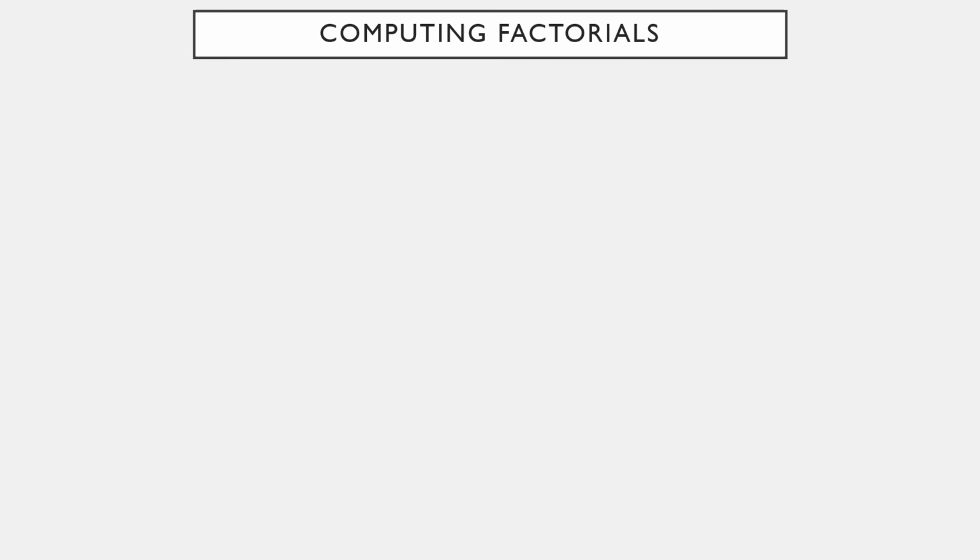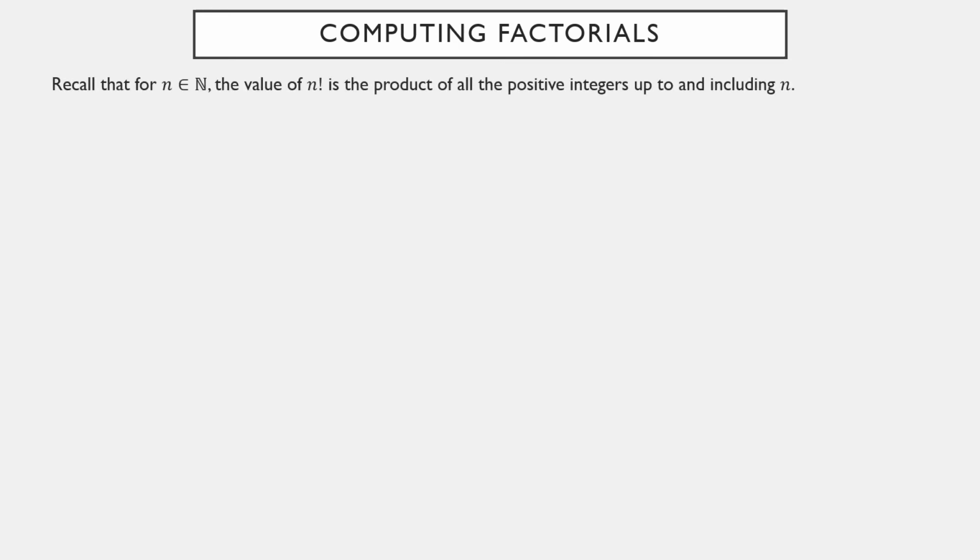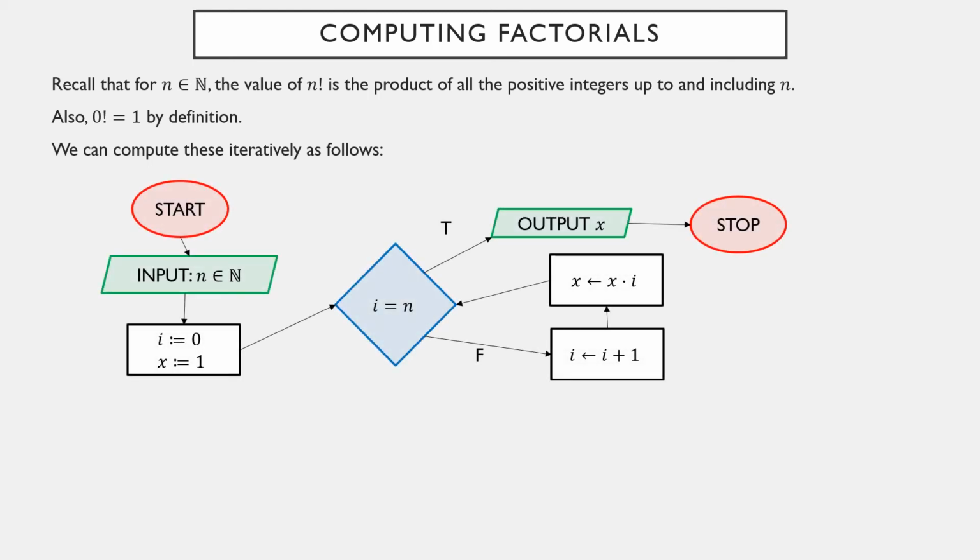Another algorithm that's commonly developed iteratively is computing factorials. So remember, n factorial is the product of all positive integers up to and including n. Also, 0 factorial is 1. So here is an algorithm that iteratively computes factorials by successively multiplying over and over again. Here we have it.